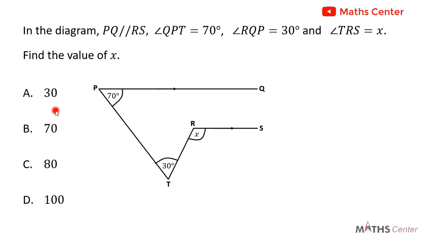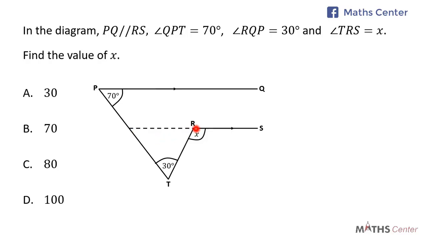This is a multiple choice question, and so you solve the question, and after that we will pick the correct option. We are going to find the value of X. To do that, let's complete this parallel line with short dashes, just as we can see here.